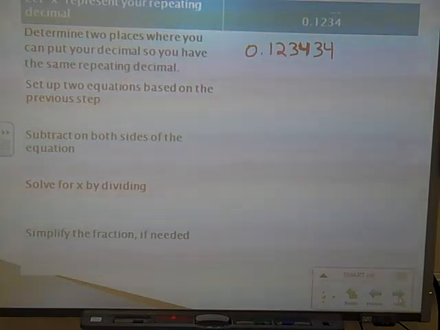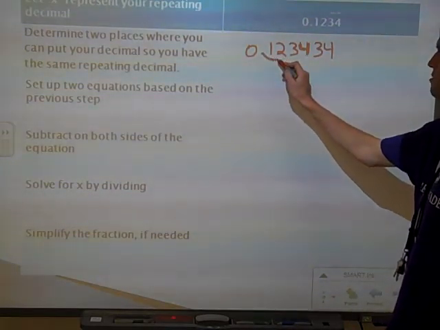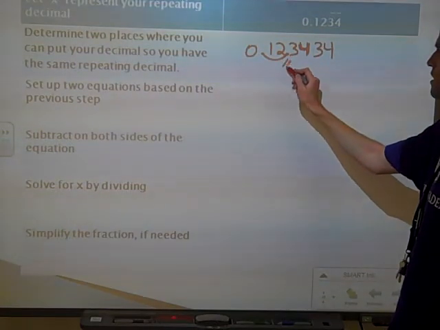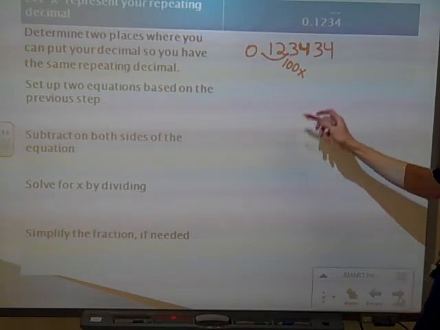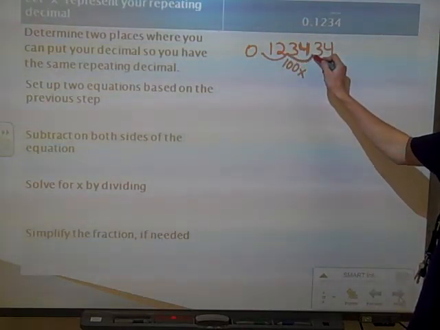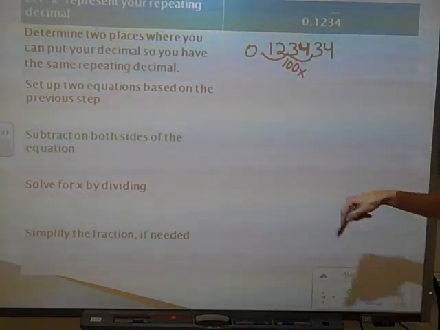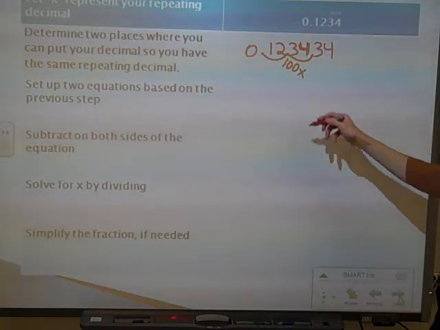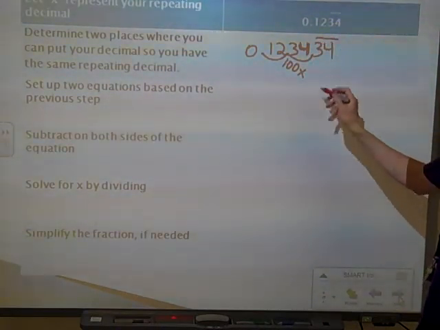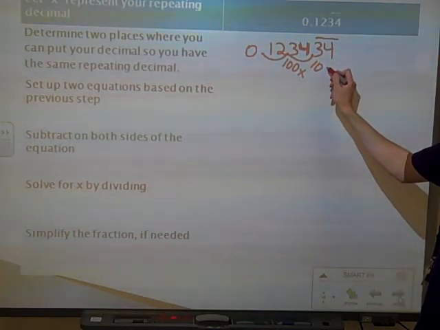Okay. So in order to get my repeating portion just as a decimal, I have to come over 2 places and then multiply by 100. So that would be 100x. And then I'm also going to come over 2 more, okay, for my larger one there. So it's 1,234.343434. Okay. And that was actually by 10,000.